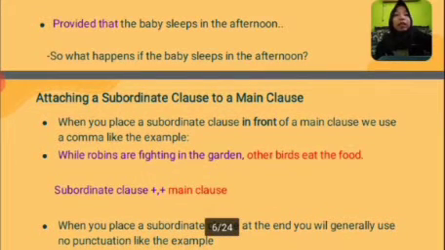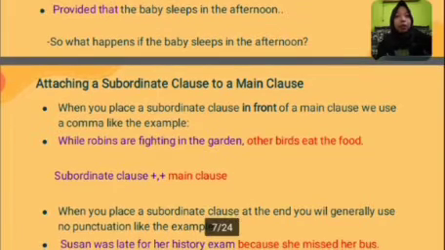Okay, attaching a subordinate clause to a main clause. When you place a subordinate clause in front of a main clause, we use a comma, like the example: "While robins are fighting in the garden, other birds eat the food." The structure is subordinate clause, comma, main clause.